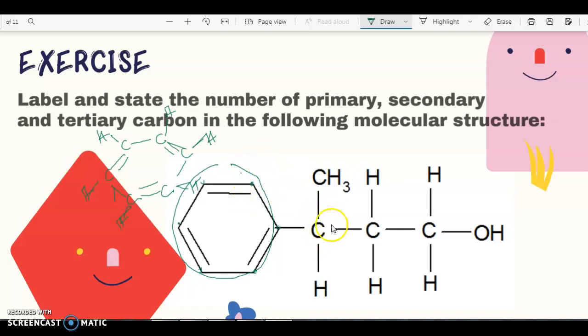Okay, so this carbon can be classified: 1, 2, 3, 4 single bonds, 1 bond with carbon, 2 bonds with carbon, 3 bonds with carbon. So there are 1, 2, 3 bonds with carbon, or we can see it has only 1 hydrogen, so it is tertiary. So this one, CH2, is secondary. This one has 2 hydrogens.